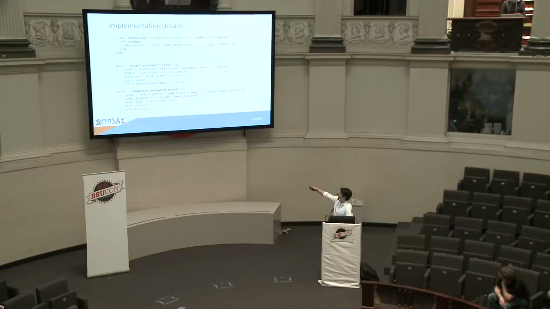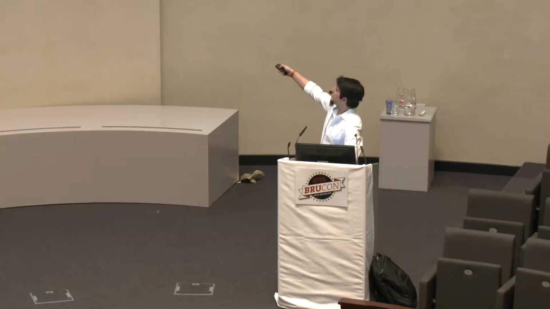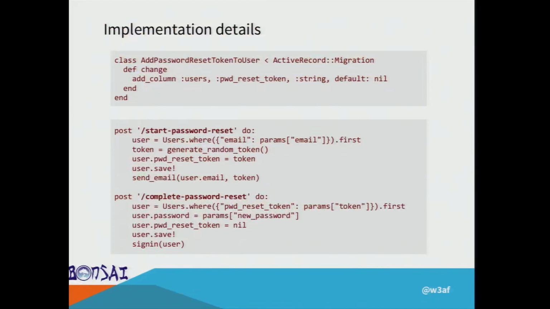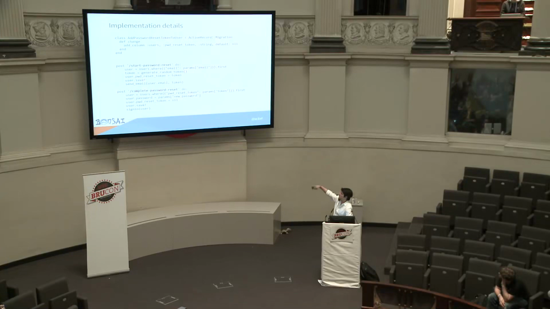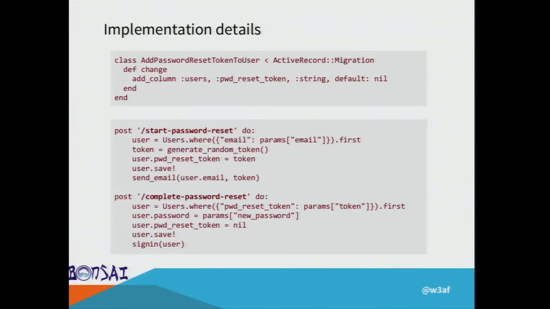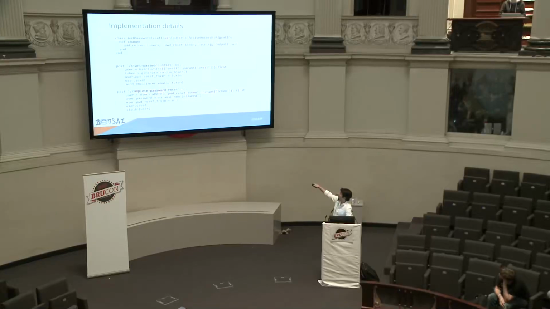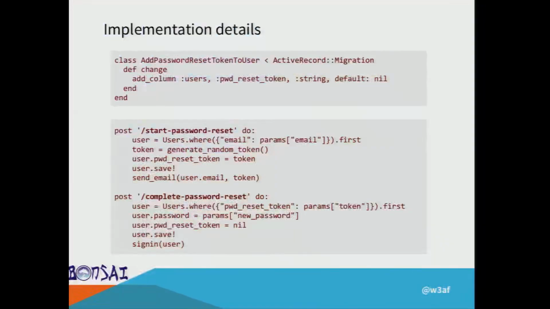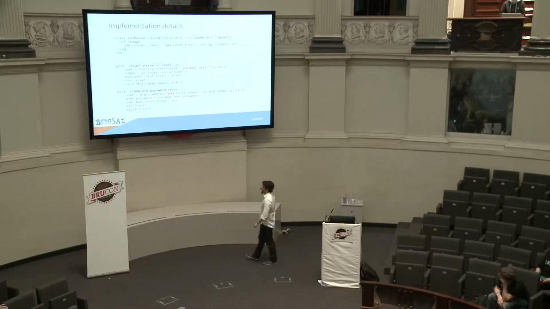So, start password reset, complete password reset. Basically, in start password reset, what's going to happen is that based on the email address provided by the user, we generate a random token, we set the token in the model, and save it. That goes to the database. Finally, we send the email to the user, and by sending that email, we send the token. And here, what we see is the second step, which takes the token, sets the new password, sets the password reset token to nil, saves the model, and signs in the user.